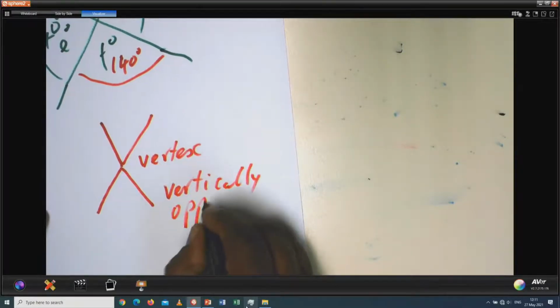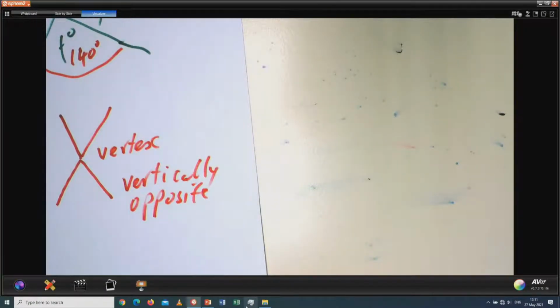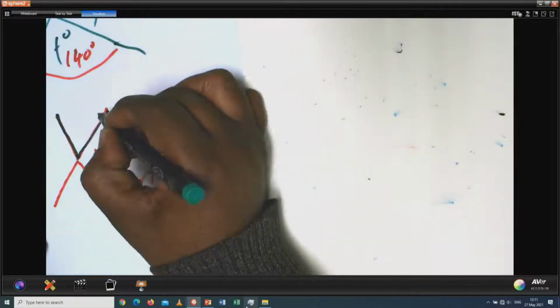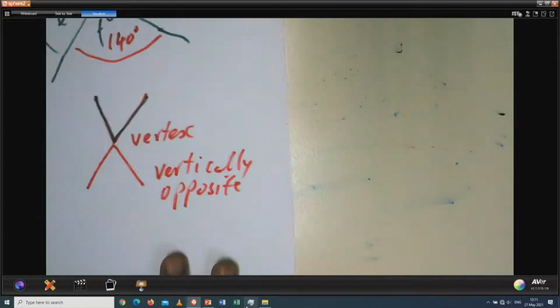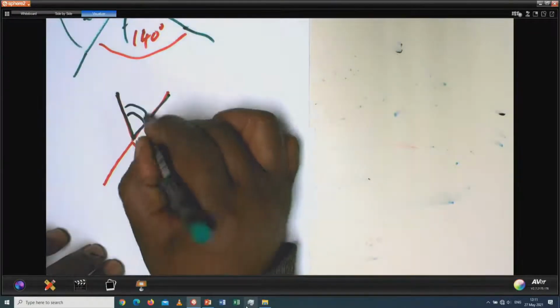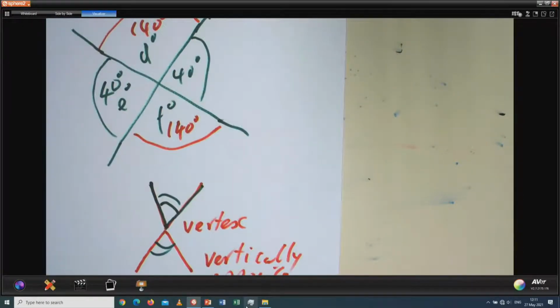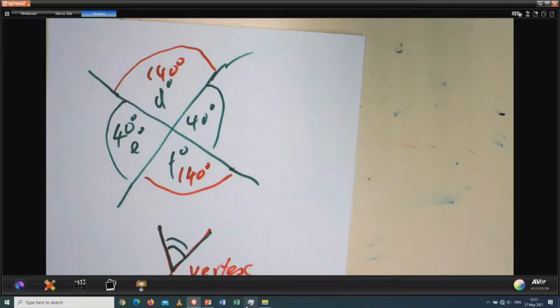So we should not confuse it with 90 degrees. Vertically opposite, in other words, opposite in terms of the vertex. In this case, it's a common vertex. So that is why this angle is equal to this angle. Vertically opposite. Remember we said relationships of angles. What is the relationship of angles? We just explain how they relate. Vertically opposite angles are equal.